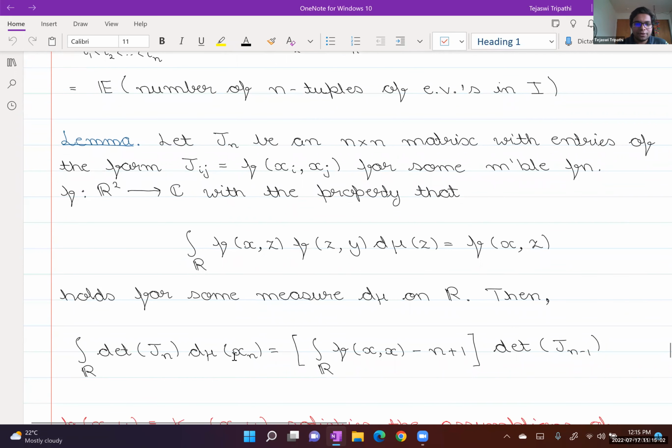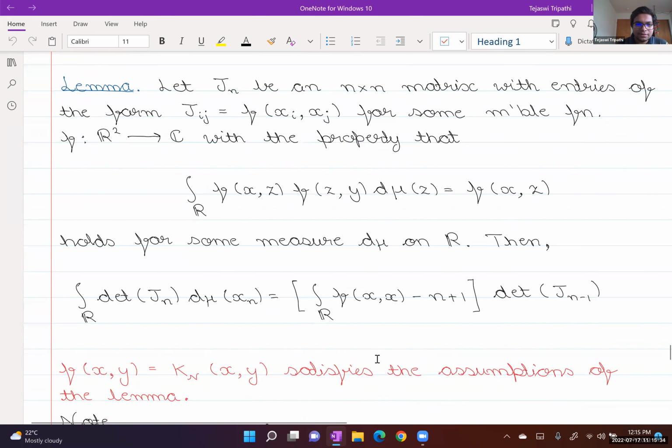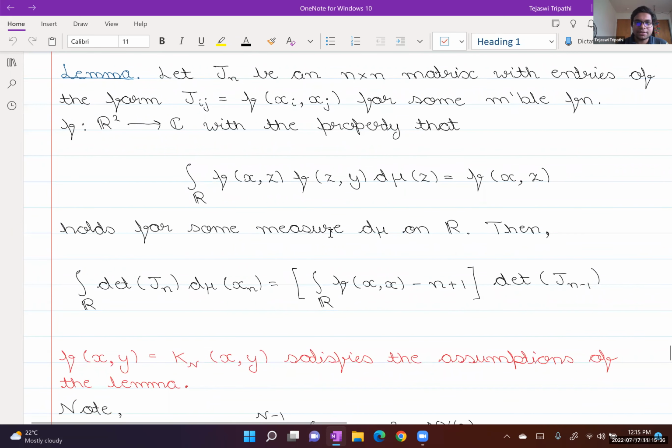Then what you can do, if you integrate with respect to xn, remember the last row and column will contain xn. If you integrate this thing, you will get some constant times the (n minus 1) minor. So you have an n cross n determinant. If you integrate with respect to xn, which lies in the last row and last column, you have some constant times the (n minus 1) minor. This is called the integrating out lemma, and we'll use this. So we know that this Kn(x,y) satisfies the assumption of this lemma, right? It satisfies this kind of formula.